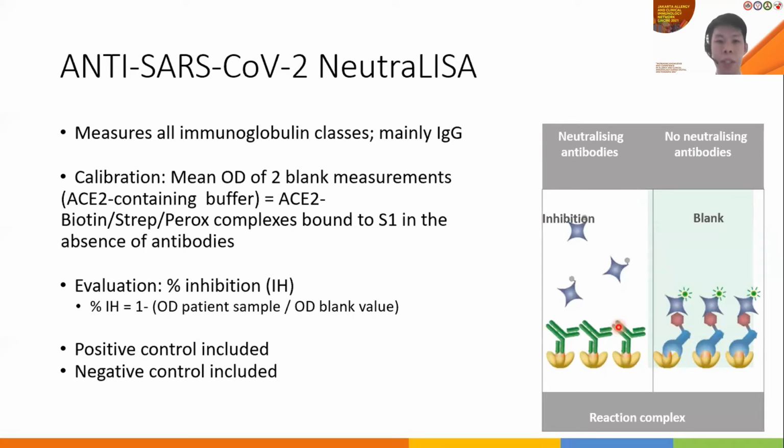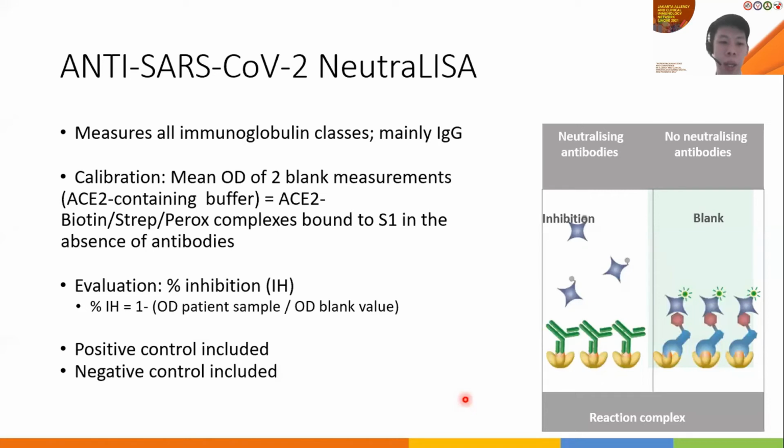The calibration of this NeutraLISA assay measures the OD of blanks, whereby it's just ACE2 buffer, or ACE2, that gives the results. And if the patient does have neutralizing antibodies in their serum, we reflect our results in terms of percentage of inhibition. In the event of decreased signal from the patient's well, we know that there's inhibition of ACE2 binding, which represents that the patient does have neutralizing antibodies present in the serum.